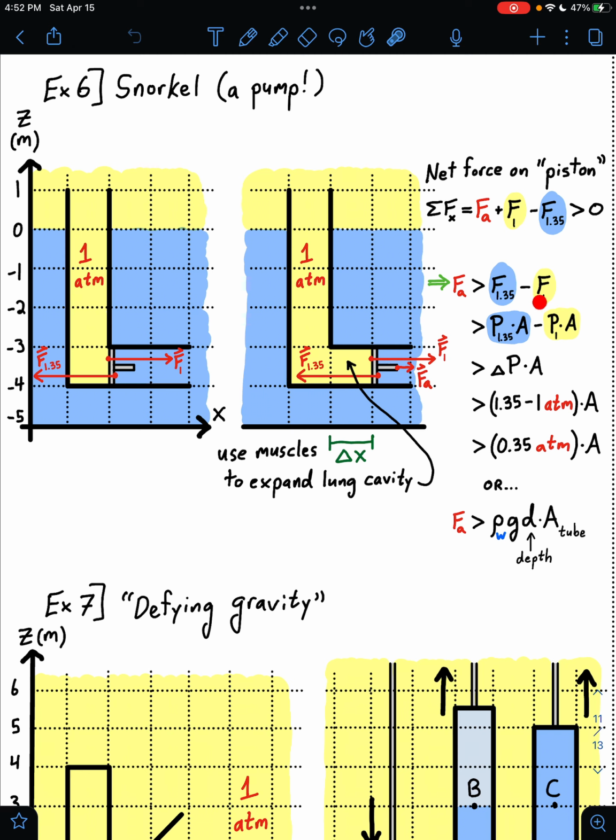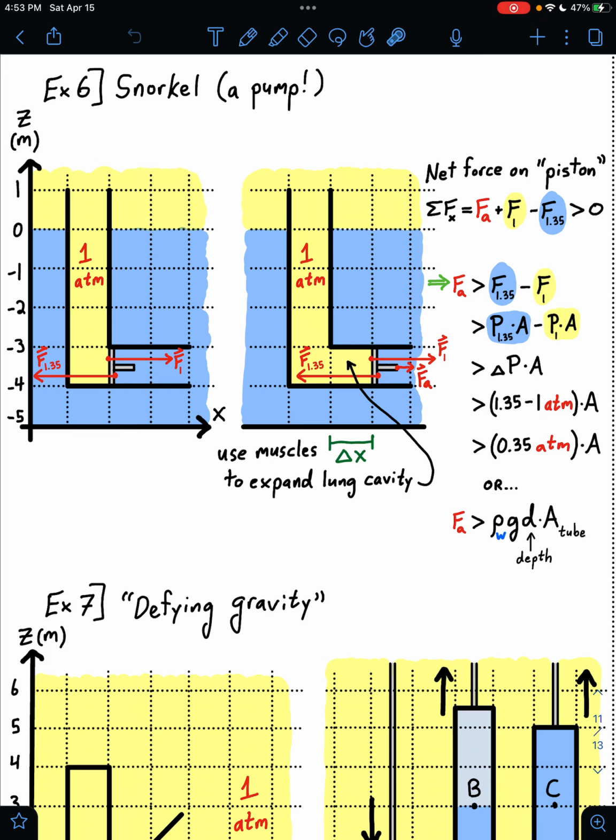And then the difference between those two will have to be made up by the force applied by your chest muscles. So the difference between those two outside water pressures and inside air pressures, 0.3 atm in this example, times the cross-sectional area of your respiratory tract here, or perhaps the cross-sectional area of your snorkel tube. That's the pressure that your body is going to have to provide. And that'll be equivalent then to this expression, the density of water times little g times the depth, your depth as you're breathing, times the cross-sectional area of your tube system here.